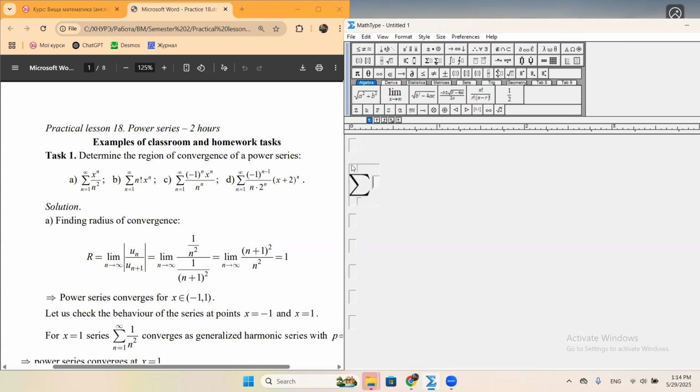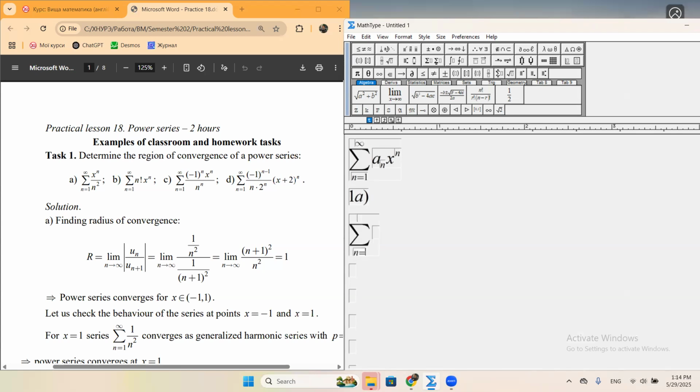So the general form of the power series is the following: a_n, the coefficient, and x to the power of n. We need to determine the region of convergence of the power series. Starting with exercise 1a, we have the following series.